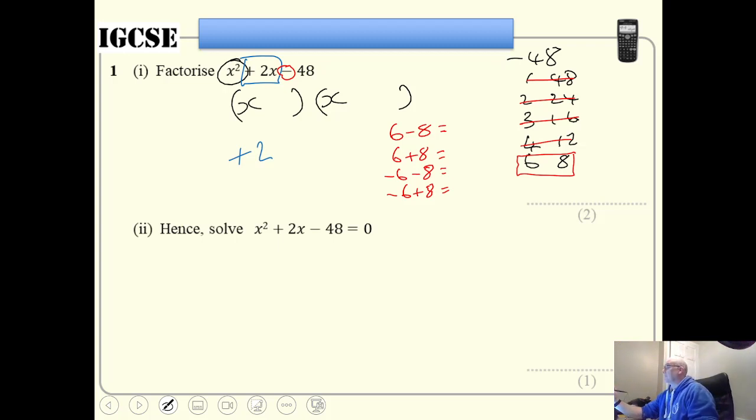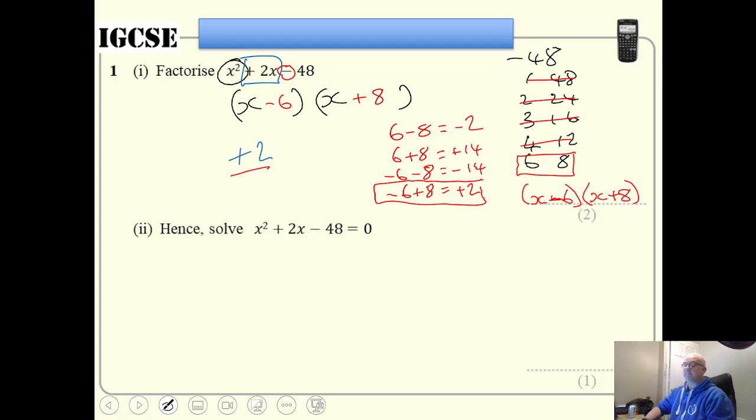So 6 take away 8 is going to give me negative 2. 6 plus 8 is going to give me positive 14. Negative 6 take away 8 is going to give me negative 14. And negative 6 add 8 is going to give me positive 2. The positive 2 is the one that I want. So we can see exactly that way how I'm finding the two numbers that are going to go in my bracket. Minus 6 and positive 8. So my solution, x minus 6, x plus 8. And that gets me my 2 marks.